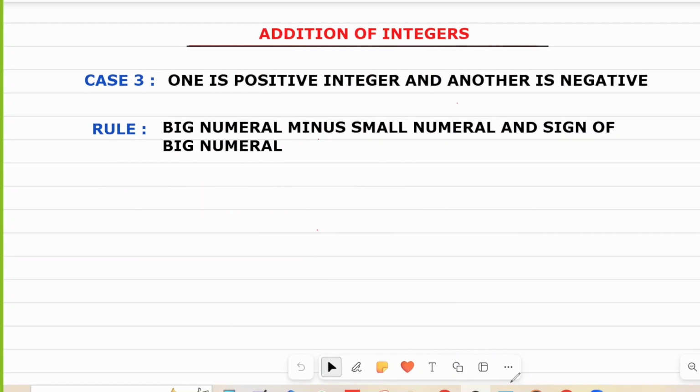Now let us understand the third case. In the third case, one given number will be a positive integer and the second number would be a negative integer. So the rule is big numeral minus small numeral and sign of big numeral. So let us understand what this is. Suppose we have been given two numbers such as minus 7 and 5. Here minus 7 is a negative integer, 5 is a positive integer.